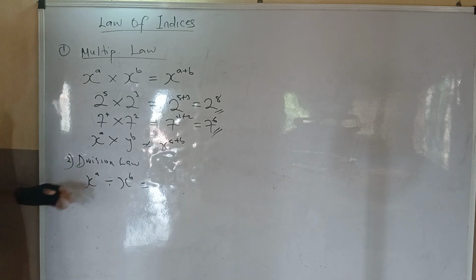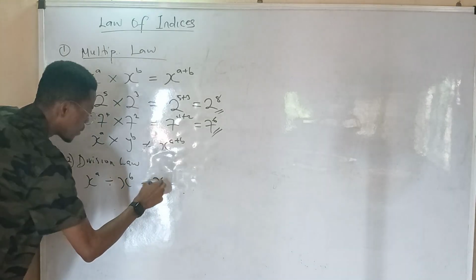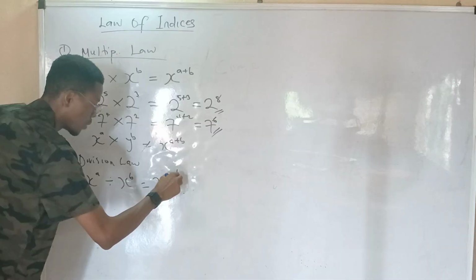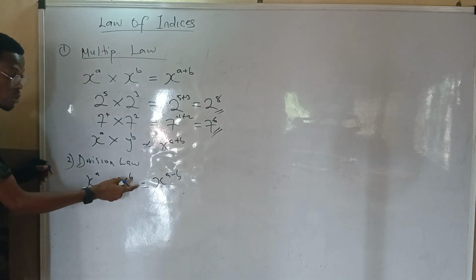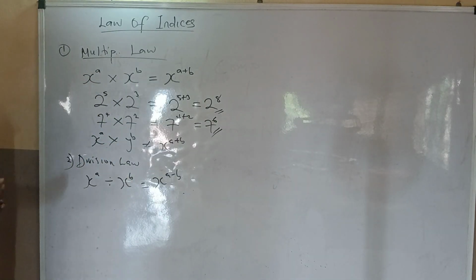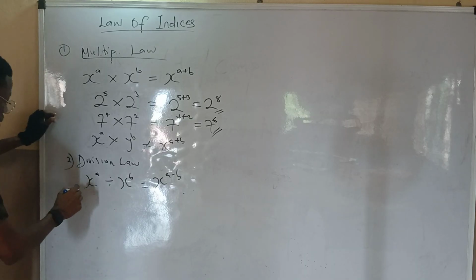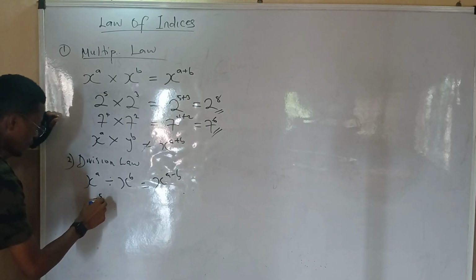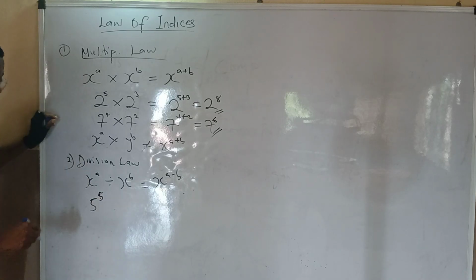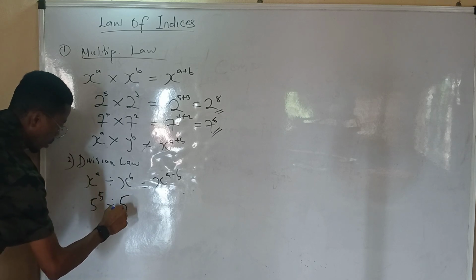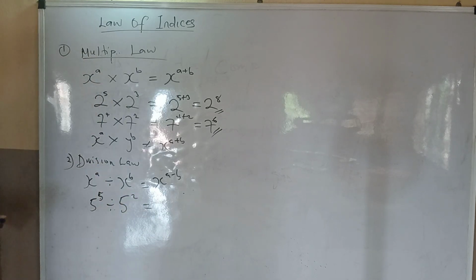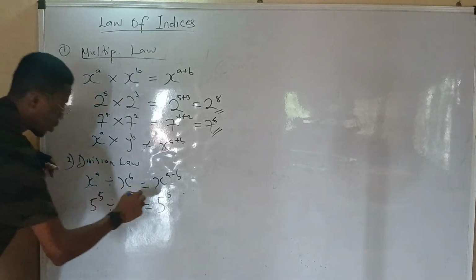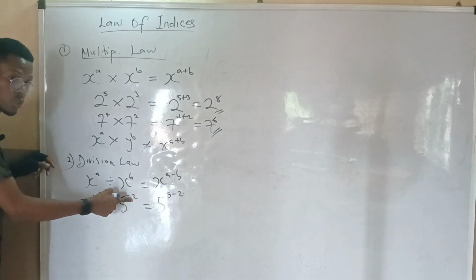So in the division law, we have x to the power of a. We take a common base, which is x, and the power is a minus the power of the other, similar base, which is b. Are you seeing it? Now let's apply it to numbers. If we have 5 to the power of 5 divided by 5 to the power of 2, what does it give us? We take our common base, which is 5, raised to the power of 5 minus 2.